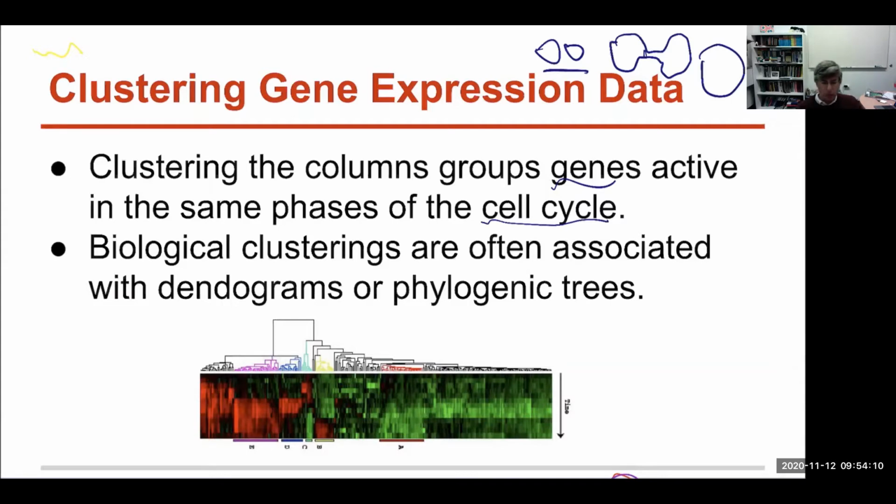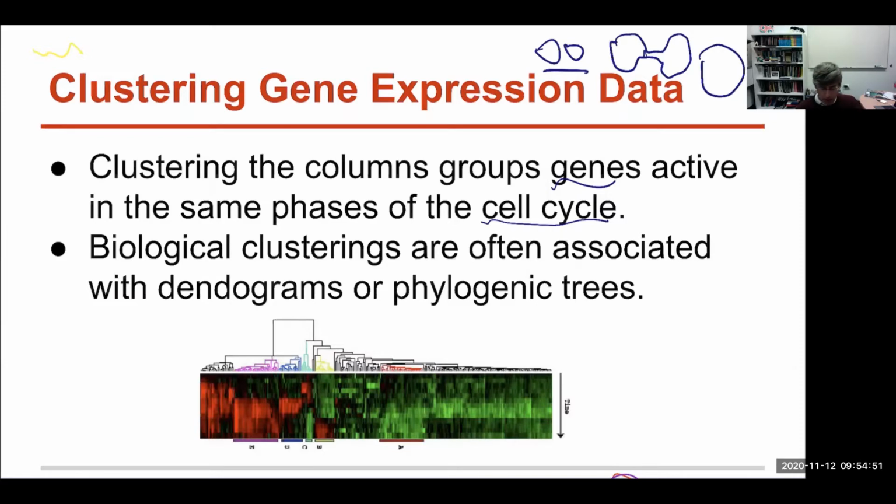So what did these guys do? They took as input a collection of cells. They synchronized the cells, so they got them starting at the exact same point in the cell cycle. And then they let the cells go, and every 10 minutes they would pull out a chunk of cells and measure, for every gene, how turned on or turned off it was at that time.